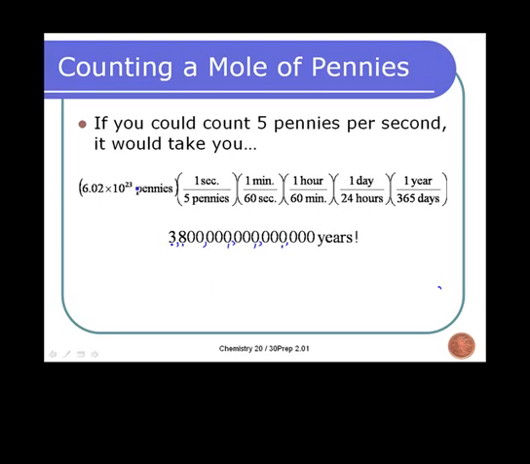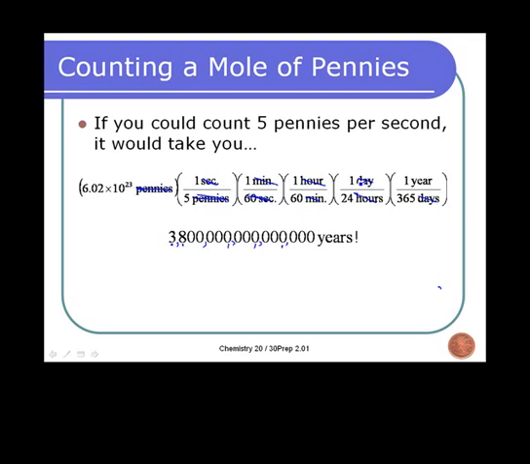In terms of doing the math, all I'm doing is a little unit analysis. I'm saying we have that many pennies, the 6.02 times 10 to the 23rd pennies. If we can count 5 pennies in 1 second, we're going to divide our number by 5. In 1 minute, there are 60 seconds, so seconds cancel with seconds. In 1 hour, there are 60 minutes, so our minutes cancel with minutes. In 1 day, there are 24 hours, so our hours cancel.